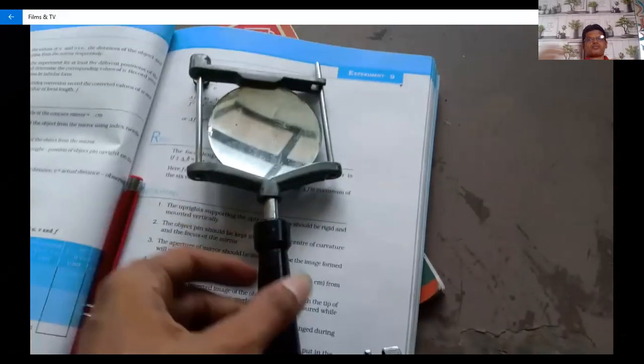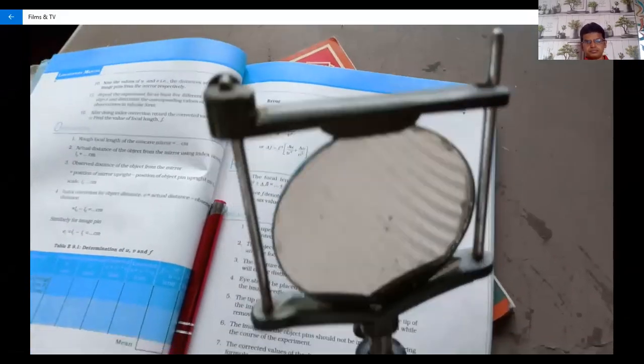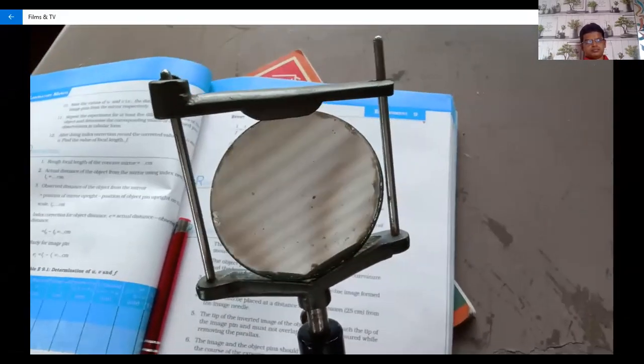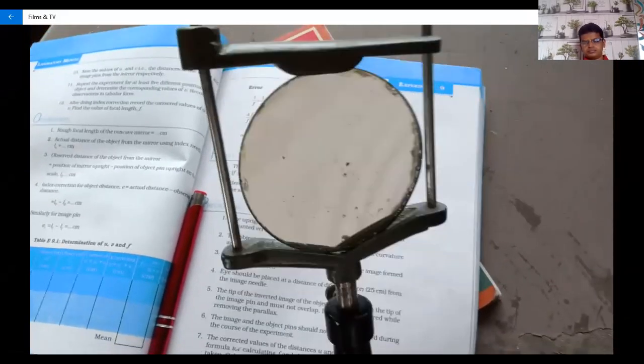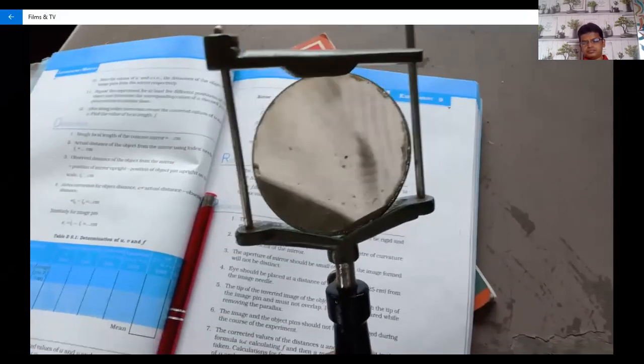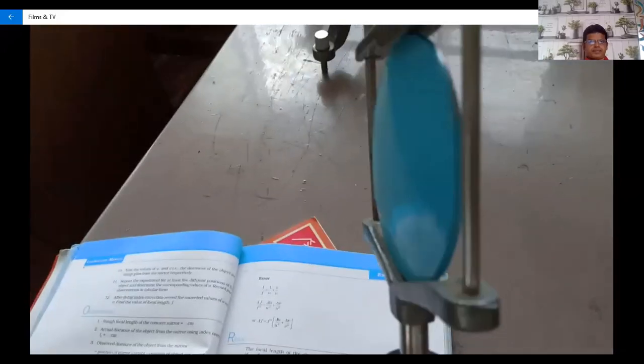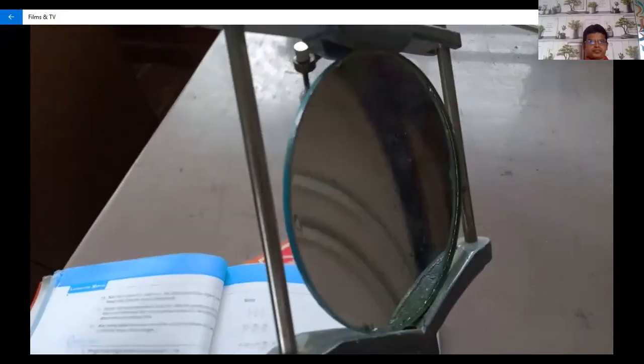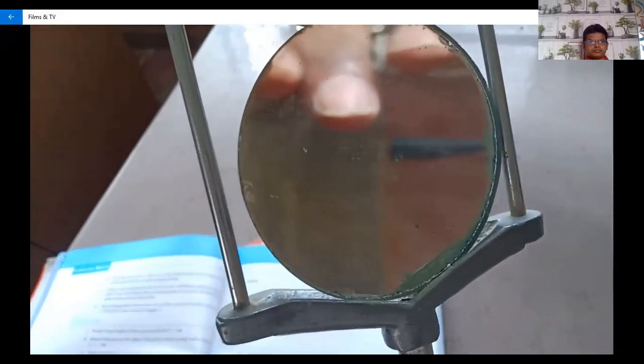Namaskar to all. Today again I am coming with a live practical demo. Today we show practical number 9: the concave mirror. We find the focal length of the given concave mirror. So friends, simply, you see this is a concave mirror and we find the focal length of the given mirror.